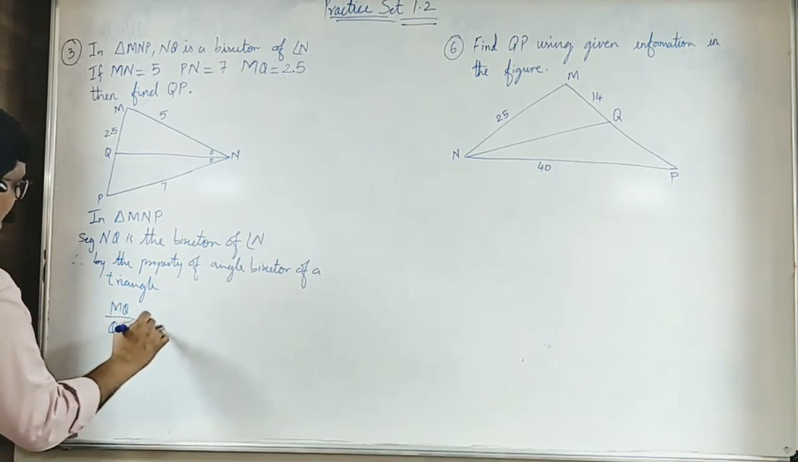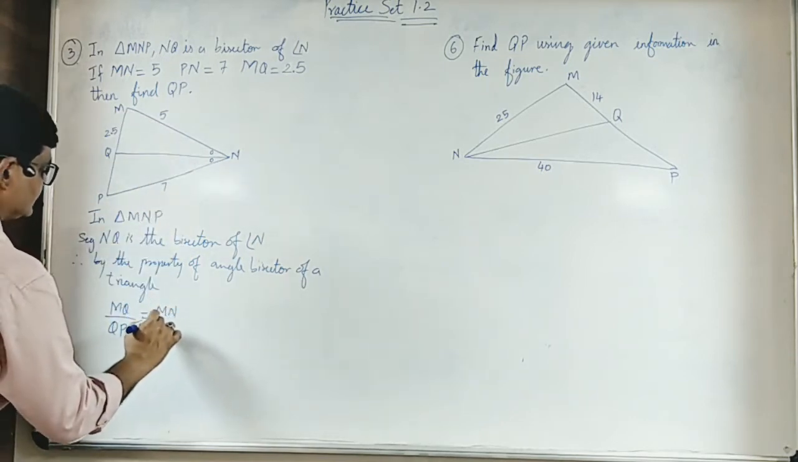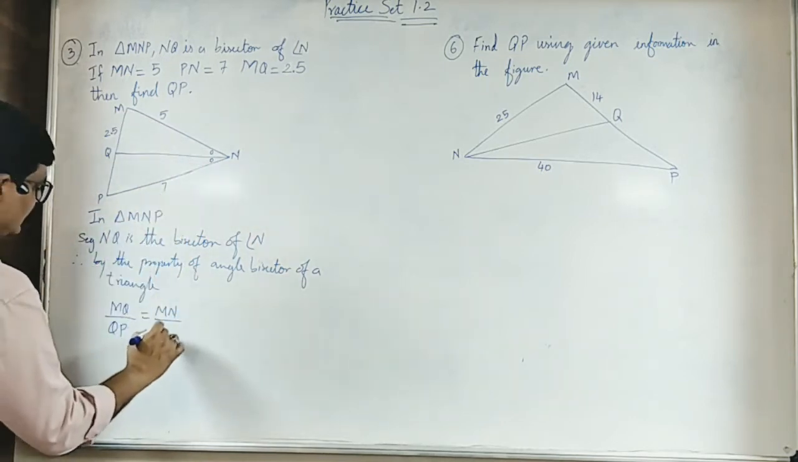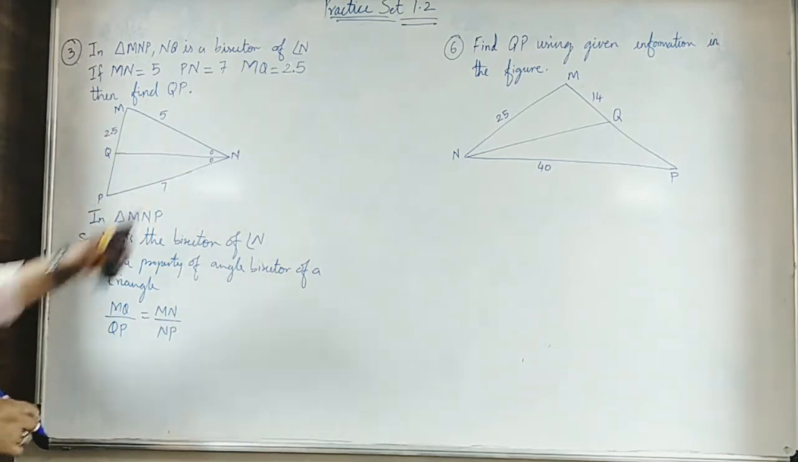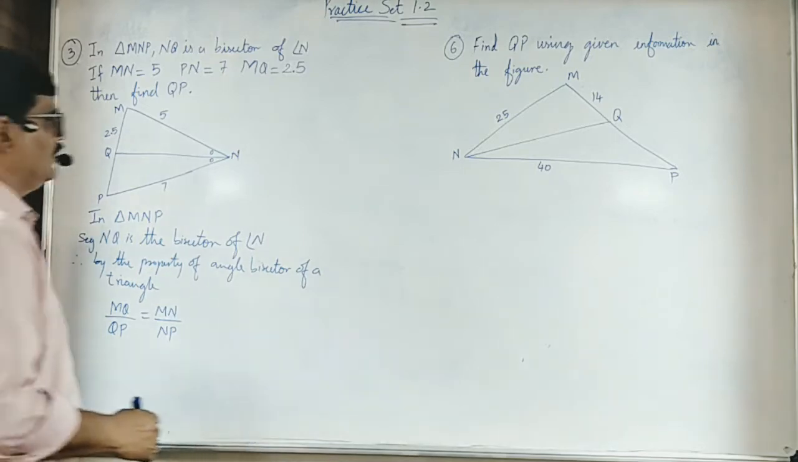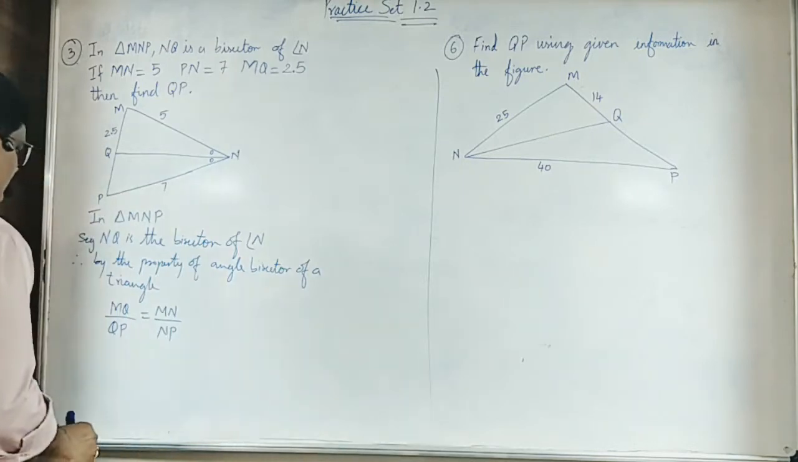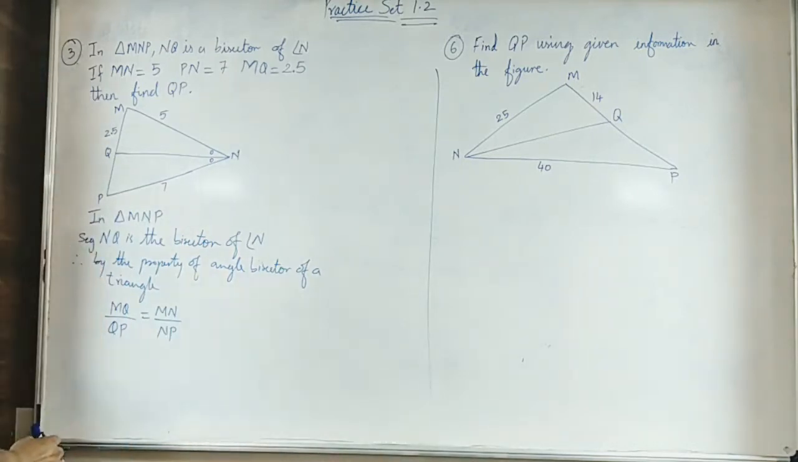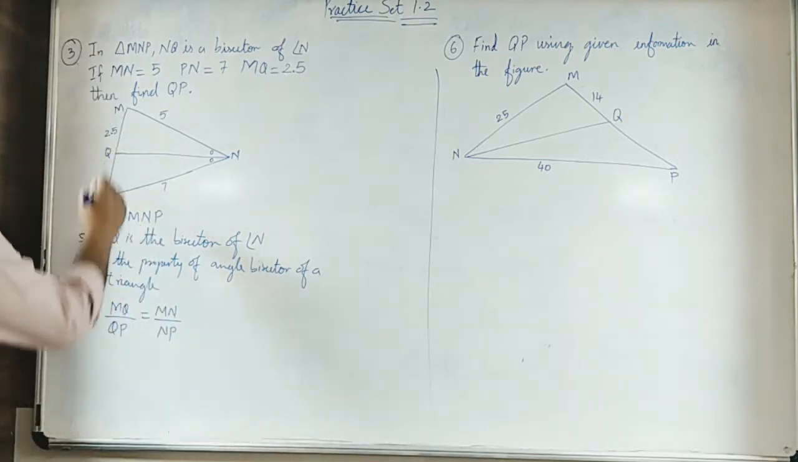will be equal to MN upon NP. Can I have MN, the two sides, upon NP? MQ upon QP is equal to MN upon NP. I got it. Now I'll try to substitute the values.